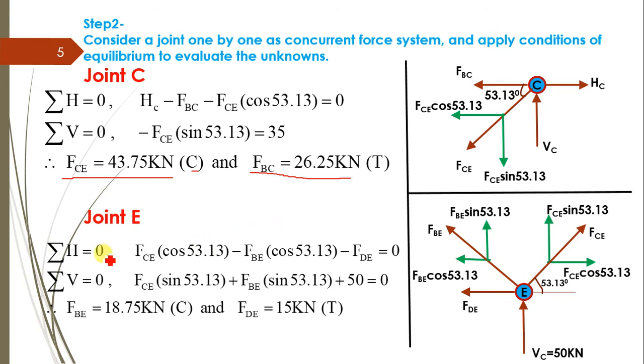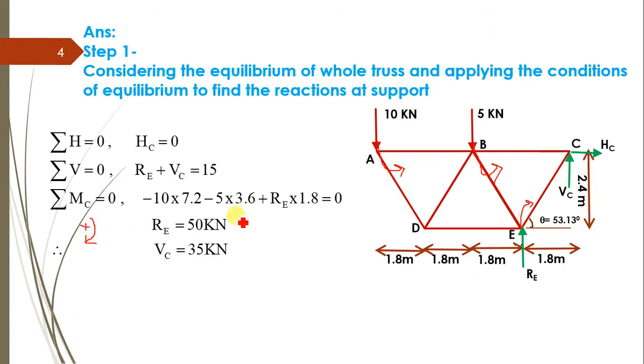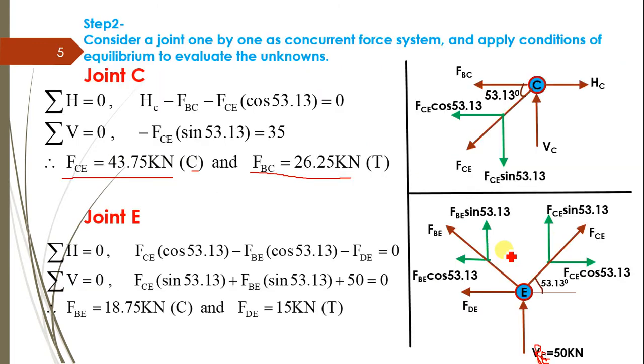Then taking the next joint E. At joint E, Re is the reaction, Re is 50 kilonewton. Then a horizontal member at E, members are DE, then BE and CE. There were 3 members and 1 reaction: FDE, FBE, FCE and reaction RE. FBE and FCE are resolved into horizontal and vertical components. The angle is given as 53.13 degrees.